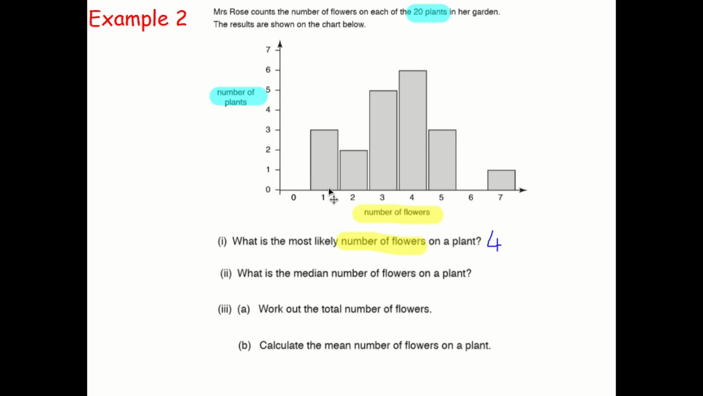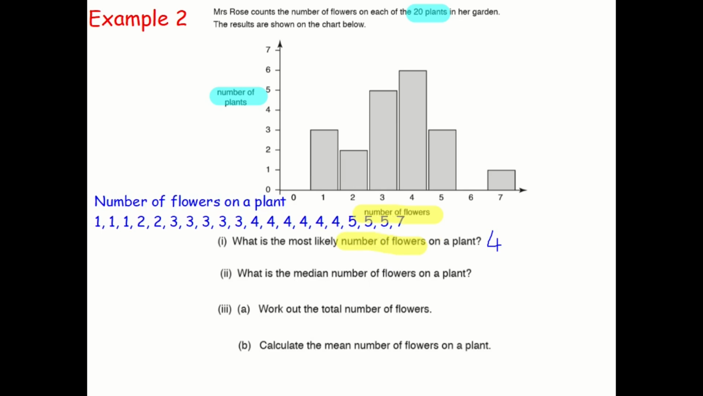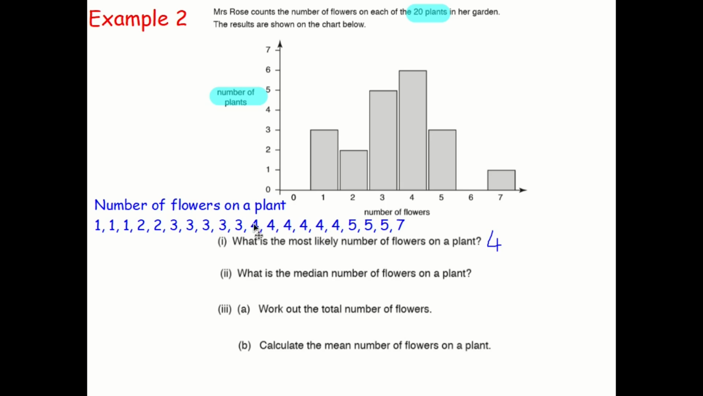So if you think about it, I've got 3 plants here with 1 flower on it. I've got 2 plants with 2 flowers. I've got 5 plants with 3 flowers. If I write out these numbers, I get this list of numbers. Just going to rub out that so it doesn't overlap. So this is basically all my data written out, and it doesn't take too long, but I think it's worth doing in an exam situation.